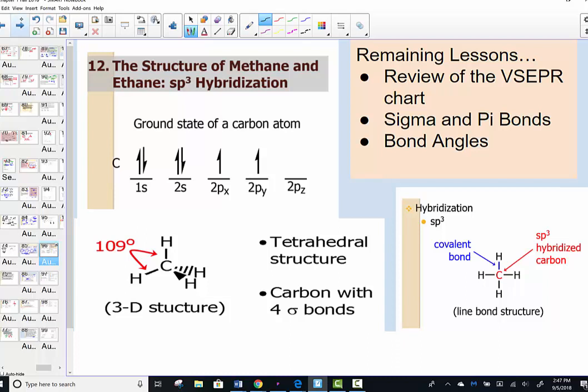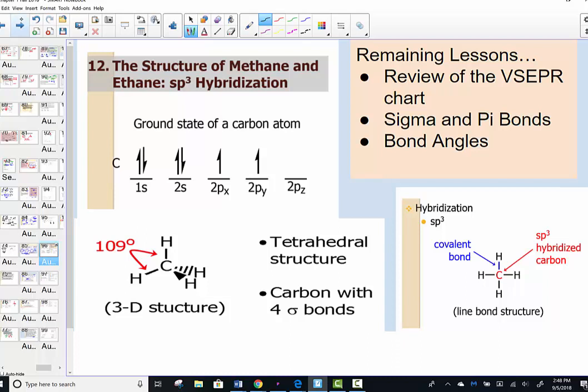Our remaining lessons will kind of review the VSEPR chart, which I did when we did our Lewis dot structure, sigma and pi bonds and bond angles. I feel I did a pretty good job with that when we did our previous lessons. I didn't want to say it was sections 4 and 5 when we kept drawing Lewis dot structures. I would toss in sigma pi bonding, bond angles, and the VSEPR chart. So I'm going to say the rest of this is kind of a review session from things that I sprinkled in earlier notes.